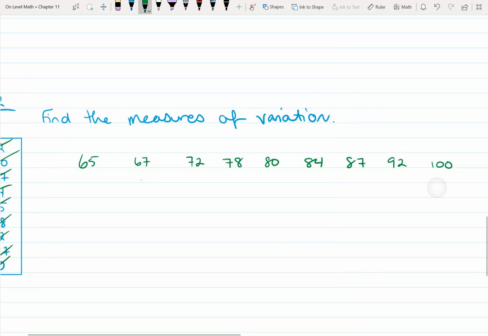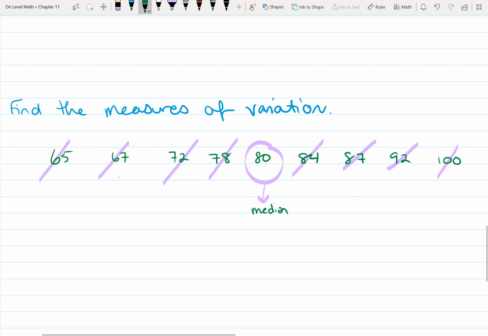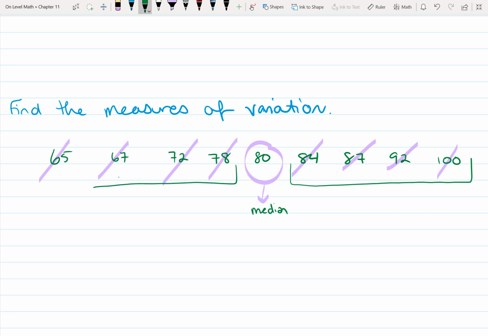Okay, so find our median. Right, left, right, left, right, left, right, left. Quick and easy. 80 is our median. Perfect. Now, because we used 80 and that was our actual median, we don't get to use it when we're finding our upper quartile and our lower quartile.